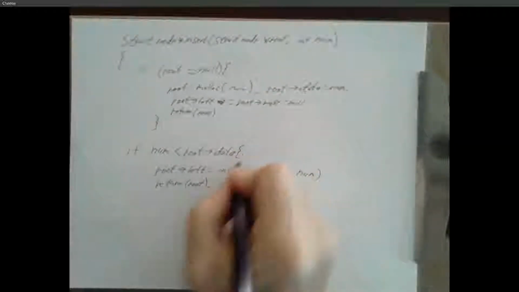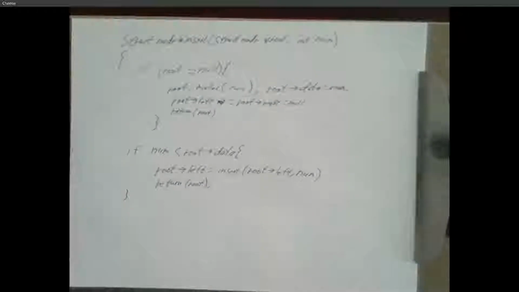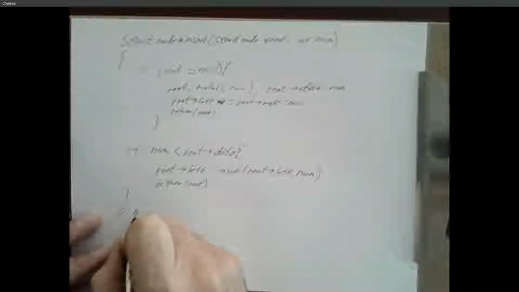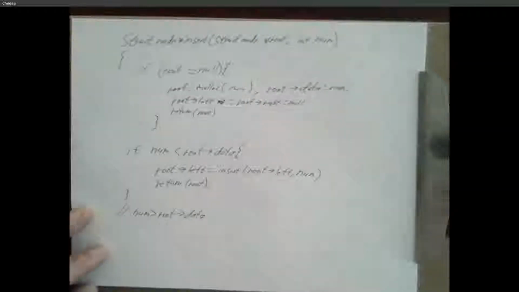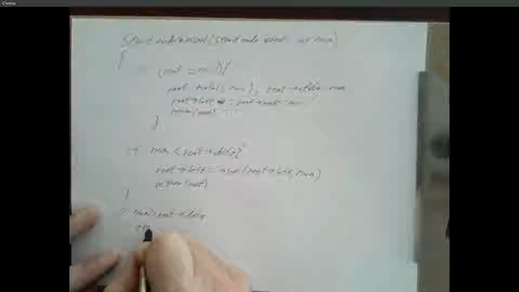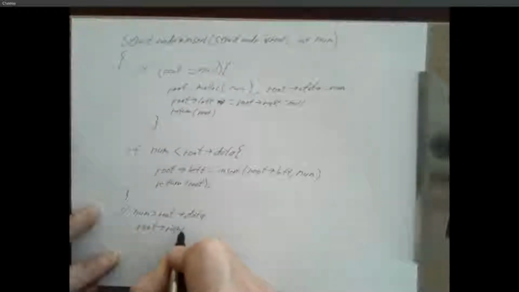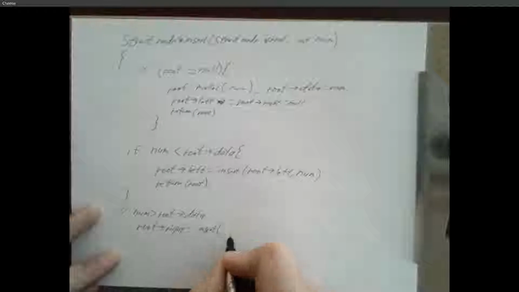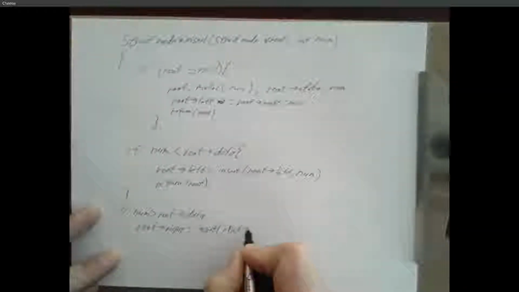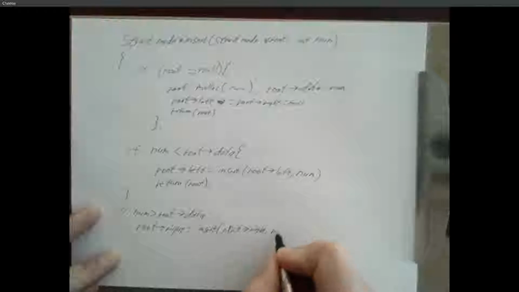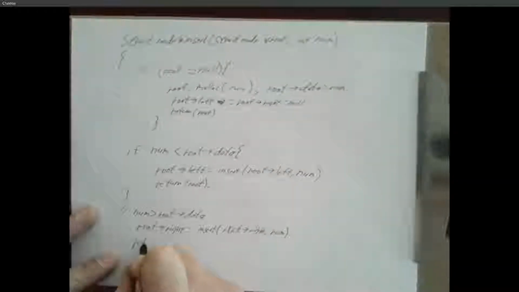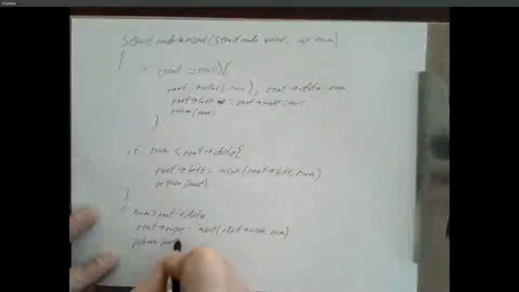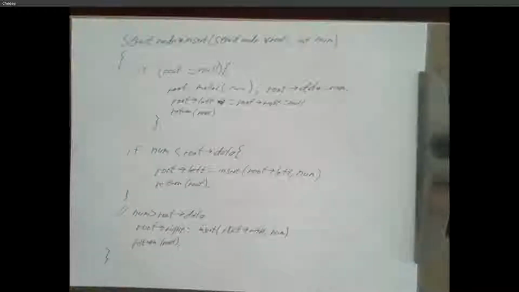I'll throw some curly brackets on. Otherwise, the number must be bigger than the root data. So we'll do the same thing, but we'll do it on the right. We'll say root right equals insert. Pass it the right subtree. Let insert do the heavy lifting of inserting the number into that. Set the root right equal to that new tree and return the root. And there's your whole insert function.